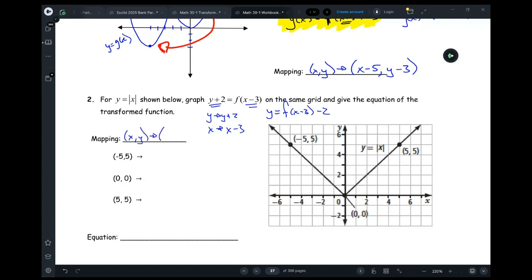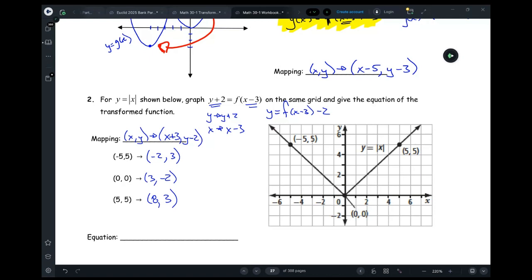But I just have to remember that I can put the vertical transformation on either side, but this is going to be x plus 3 and y minus 2. There's my mapping. And so now it's quite easy because my mapping tells me to add 3 to the old x coordinate, subtract 2 from the old y coordinate. So this is going to be negative 2, 3, 3, negative 2, 8, 3.